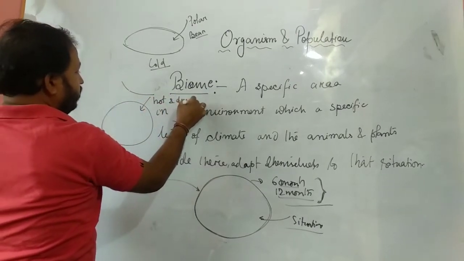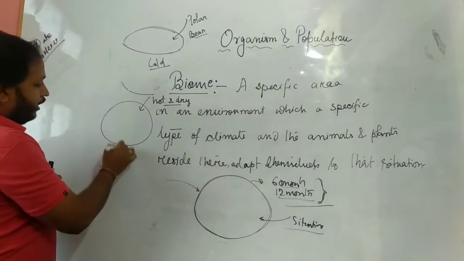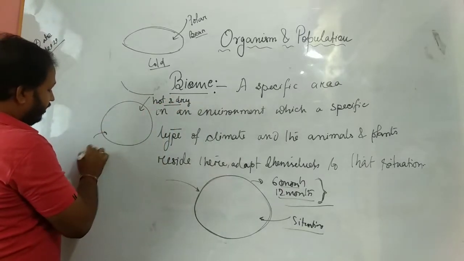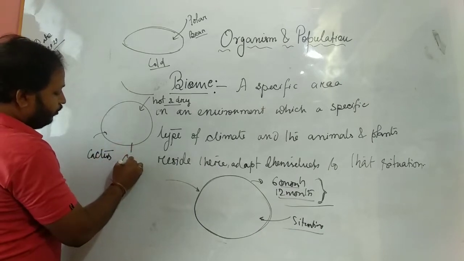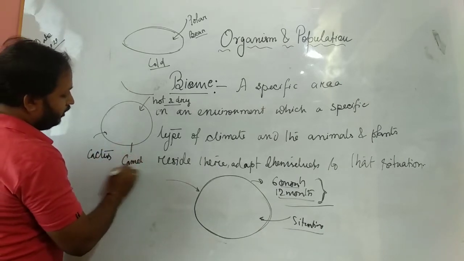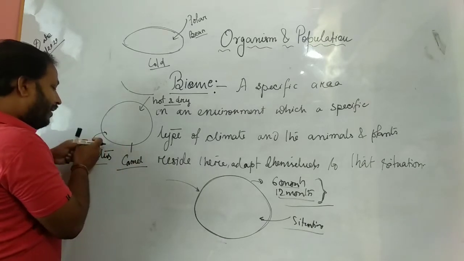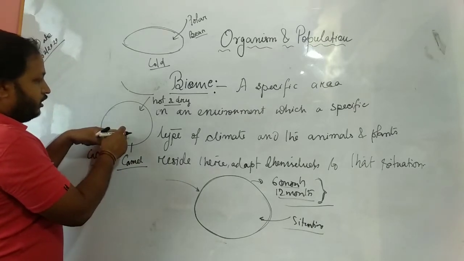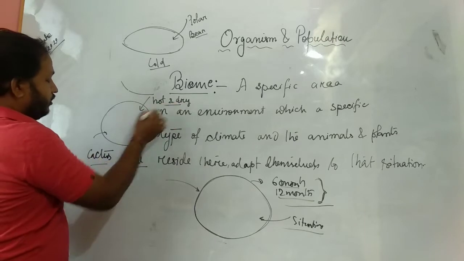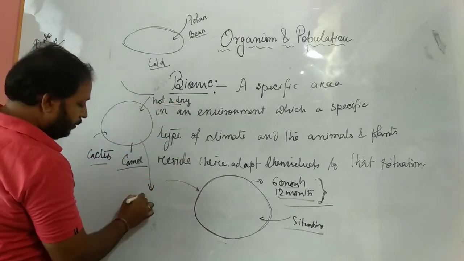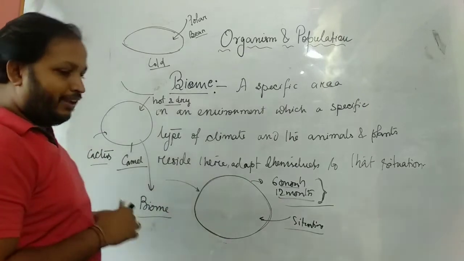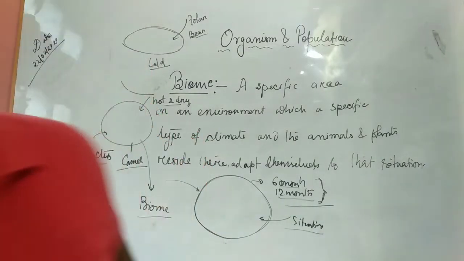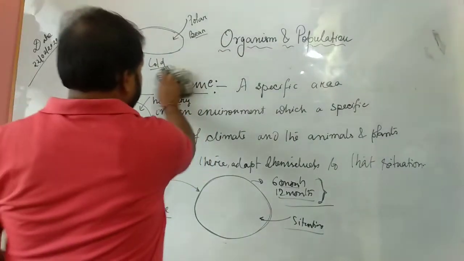For example, the desert is very hot and dry. In that case also, the animals or plants, for example the cactus is a plant, or animals like the camel, a very familiar example, adapt themselves to that hot and dry situation, and together they constitute a biome. We can understand the word biome by a very simple equation.